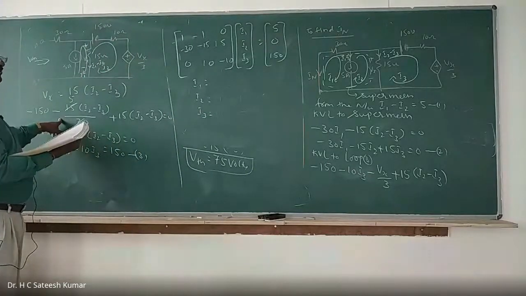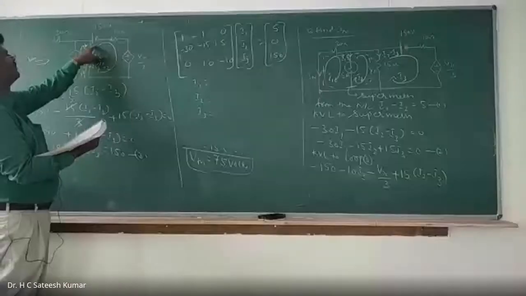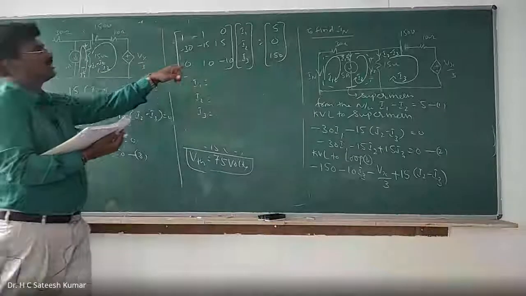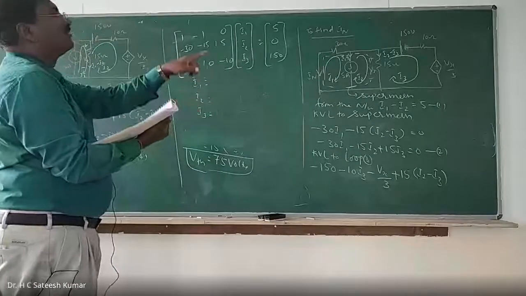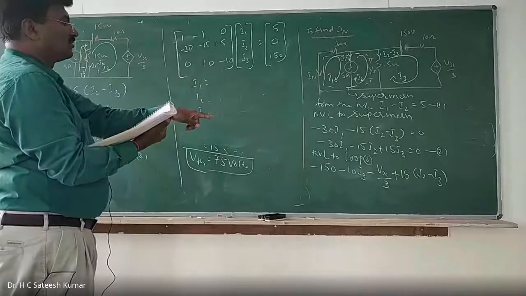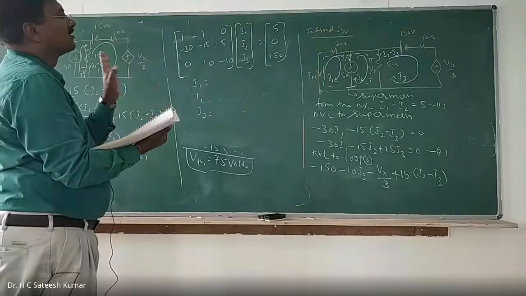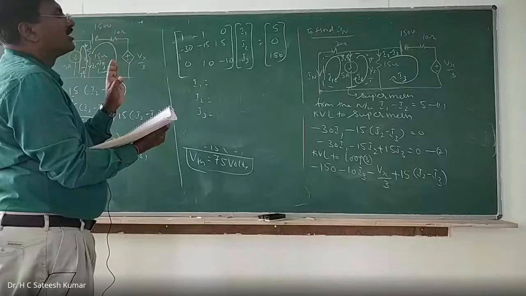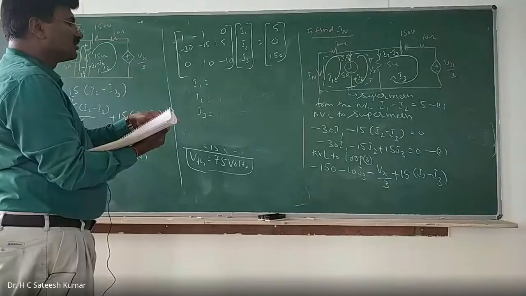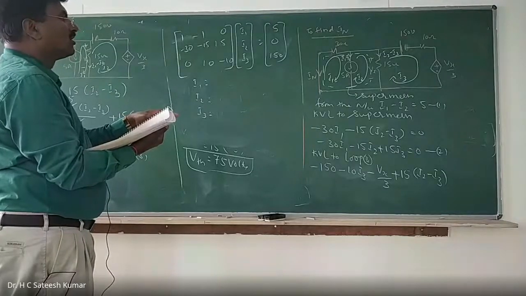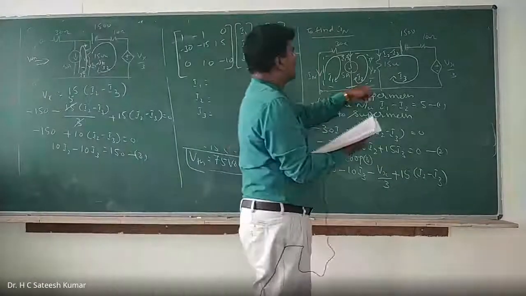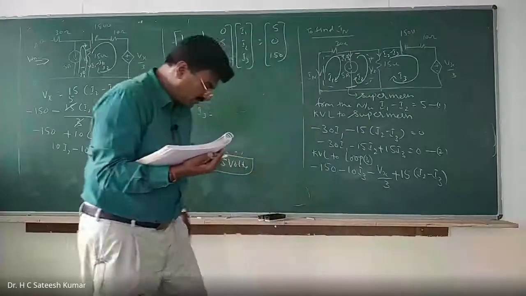Minus 150, minus 10 I3. Sorry, minus 150 minus 10 I3 minus Vx by 3. That's all, right? Minus Vx by 3. That's all, no? What is that? 15 I2 plus I3? Okay, loop 3, no? Okay, plus 15 I2 minus I3.